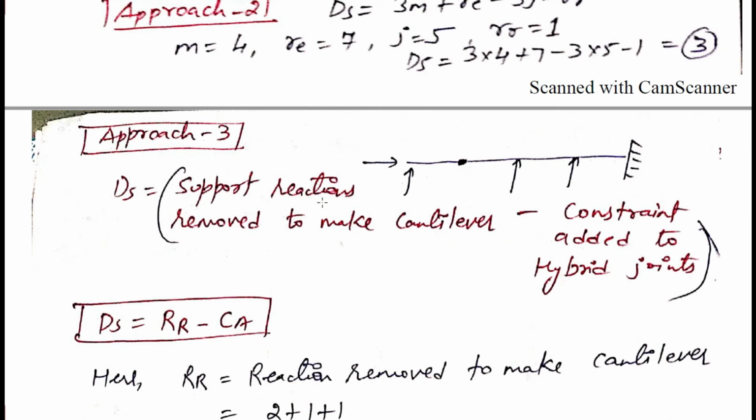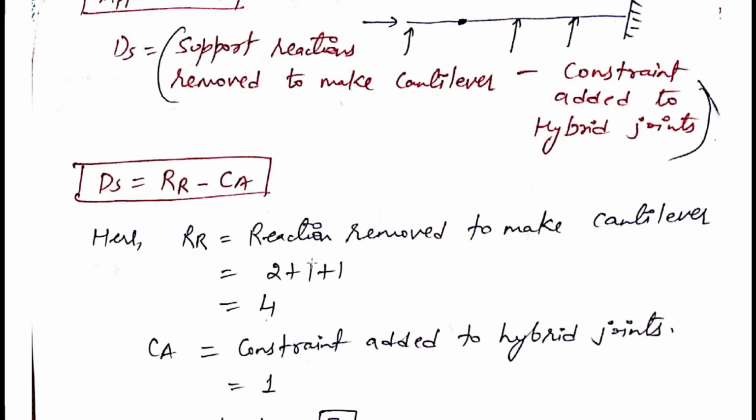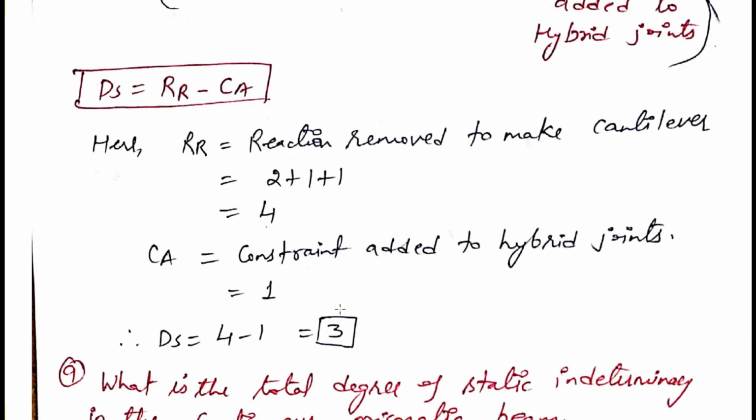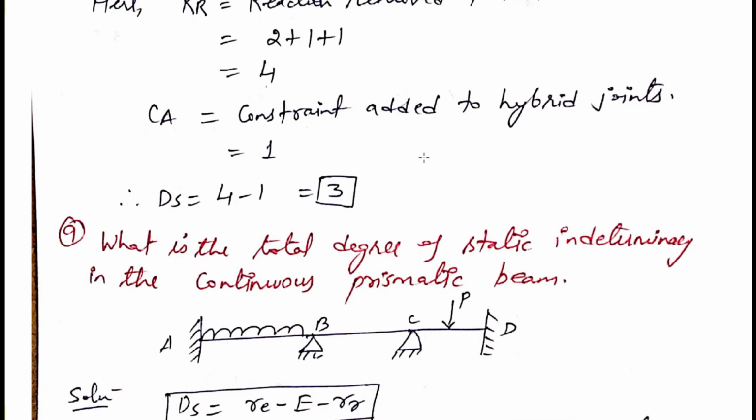So support reactions removed minus constraint added to hybrid joints. So this is a hybrid joint, and how many constraints are you adding here? RR value is your 1. So the number of members meeting at this joint, 2, minus 1, so 1. So CA value is 1. So the support reactions removed is 4, that is 1, 2, 3, 4, and CA value is 1 here. So RR minus CA is 3. So DS value is equal to 3 by this third approach. So you can also remember this formula: support reactions removed to make cantilever minus constraint added to hybrid joints. Okay. Move on to the next question.